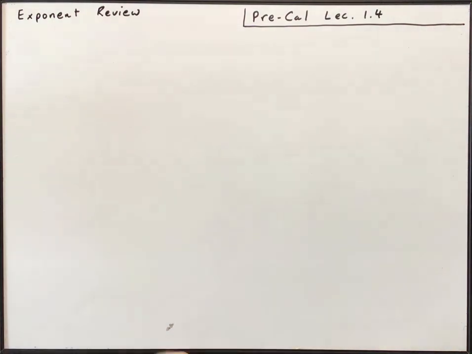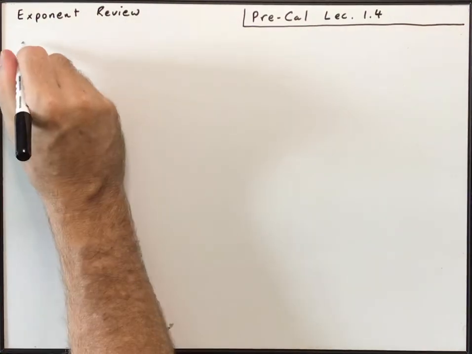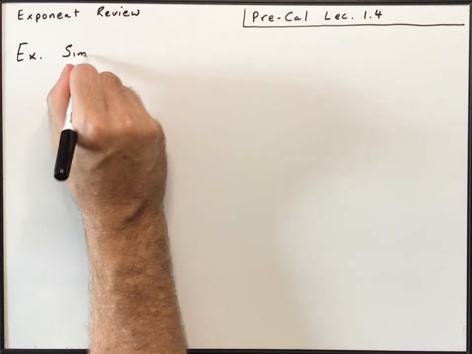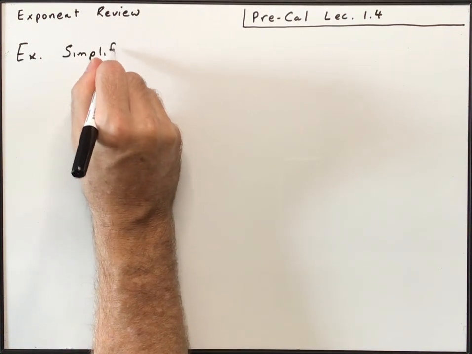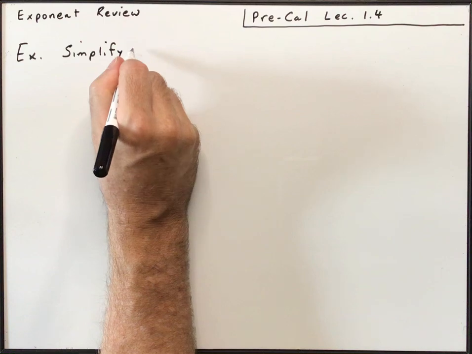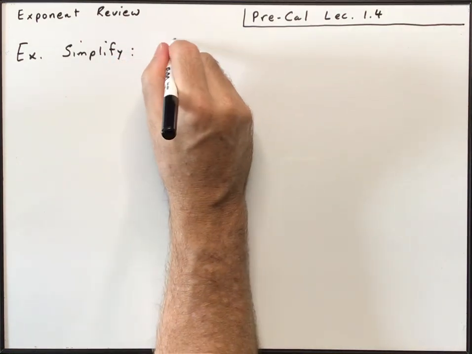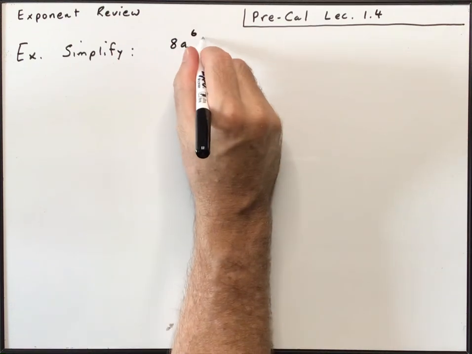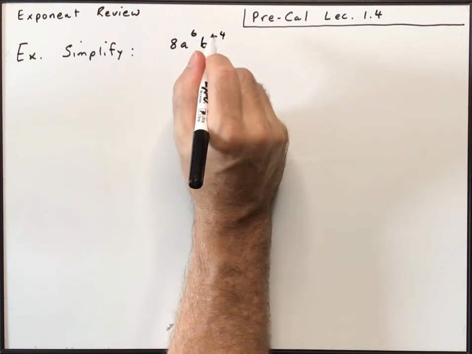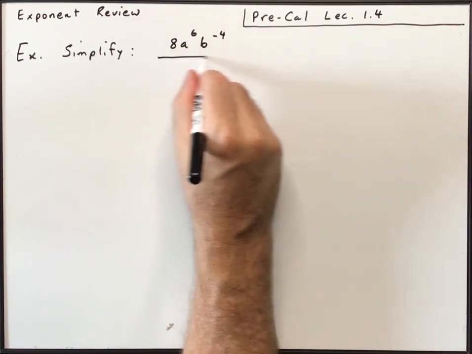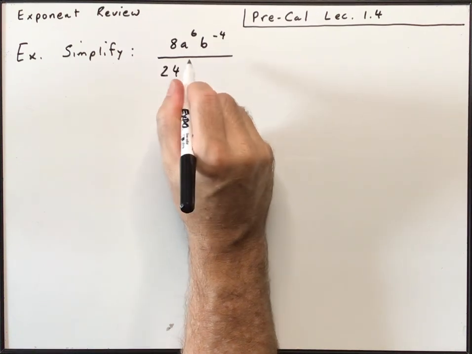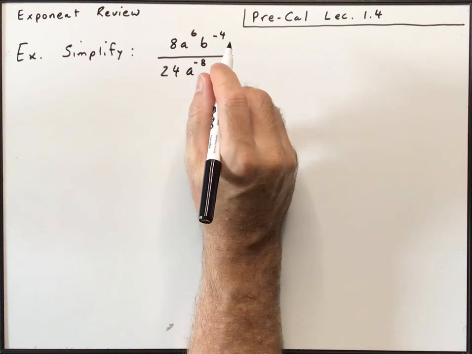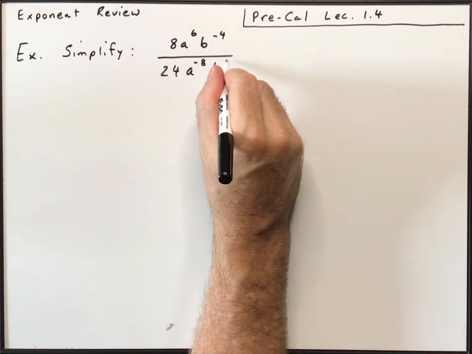All right. So let's simplify 8 a to the 6th b to the negative 4th over 24 a to the negative 8 b to the 9th.